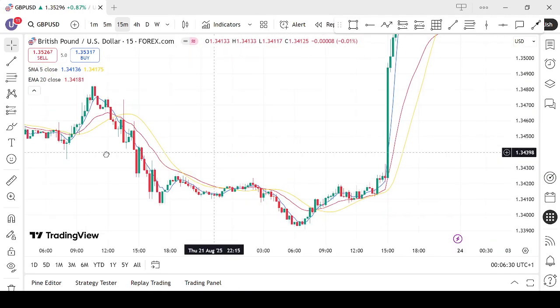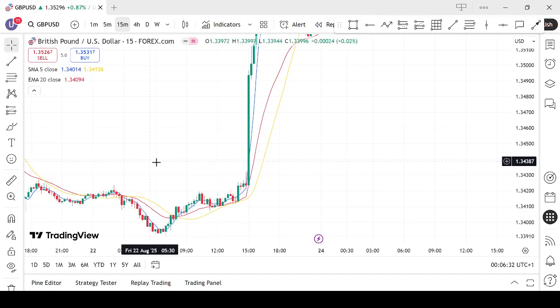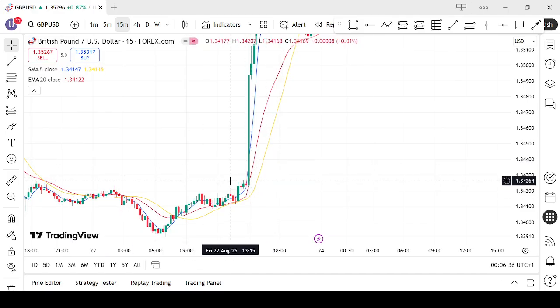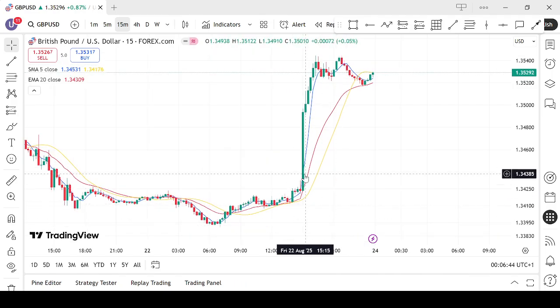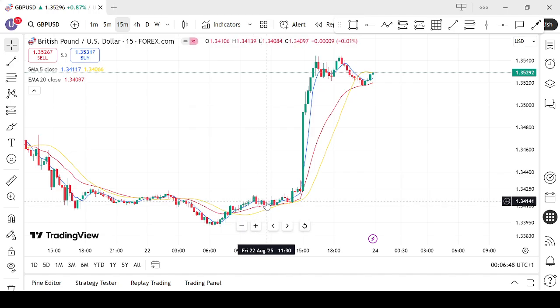Now, how do we enter? To enter your trade, you would have to look for a crossover between the short-term moving average and the long-term moving average. These crossovers can provide strong signals for entering the trade. Now, for a buy signal, when you notice that price is trading above the moving averages, you have to wait and see the short-term moving average cross above the long-term moving average.